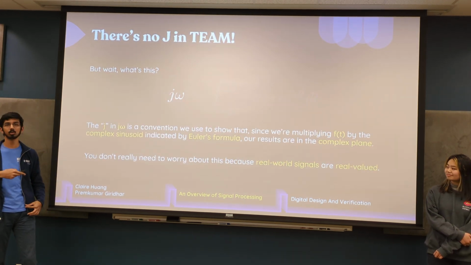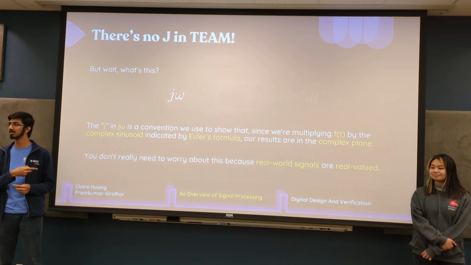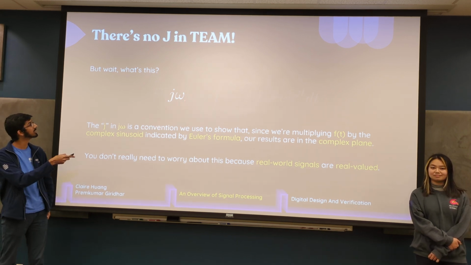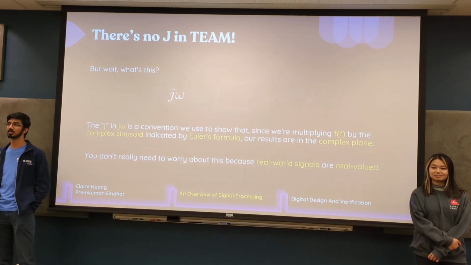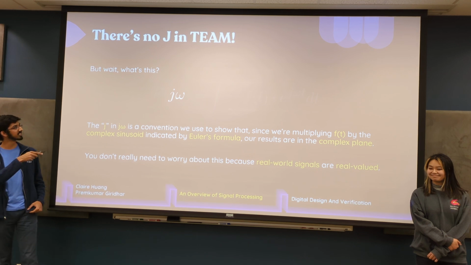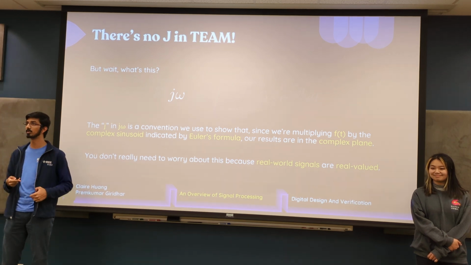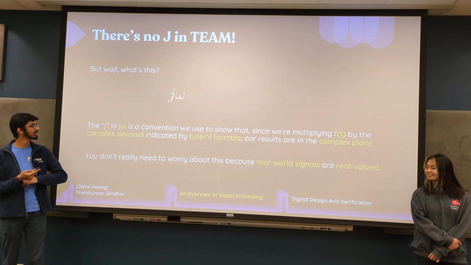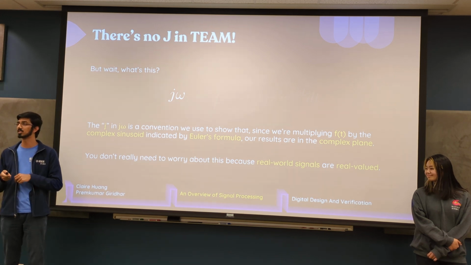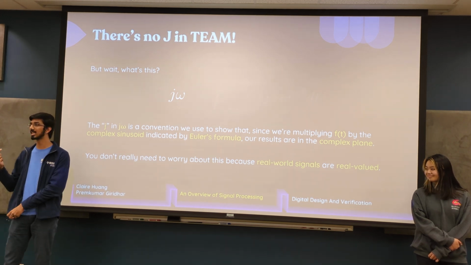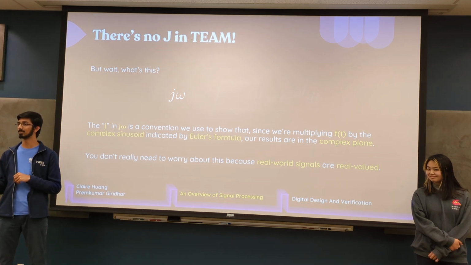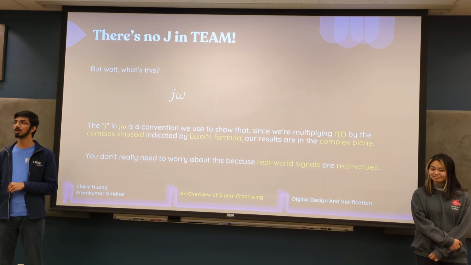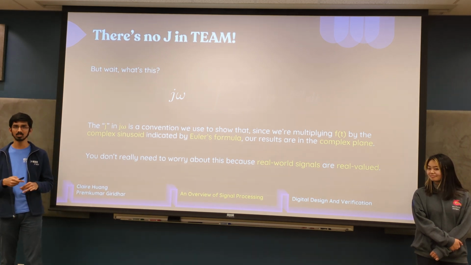Yeah. So real quickly to elaborate, because you might not have seen a function that takes in something like j omega as an input, but this is just a convention that electrical engineers use to show that since we're multiplying f of t by the complex sinusoid, which is Euler's formula, our results are now in the complex plane entirely. So you don't really need to worry about this in the rest of DAV because real world signals are real valued, but it's important to actually keep track of the complex values that are represented when you do the math internally, because those affect our final outputs. And when we do the math in hardware, you'll see why this is important. Does this make sense to everyone?